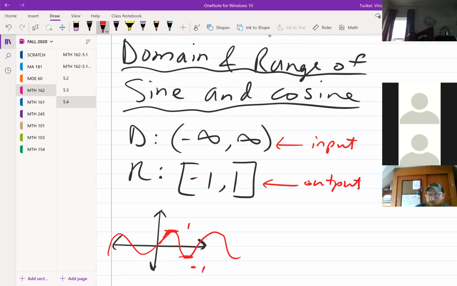Domain is from negative infinity to infinity. In other words, you can plug anything into sine and cosine, but what you're going to get out are values between -1 and 1 inclusive. So your sine curve and cosine curve look like this wave right here. The highest it will go is +1, the lowest it will go is -1. So that's what we're talking about there.